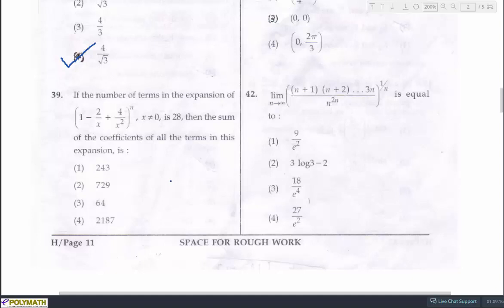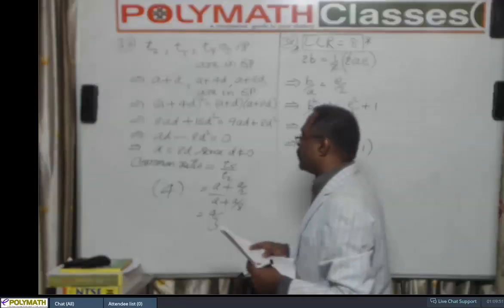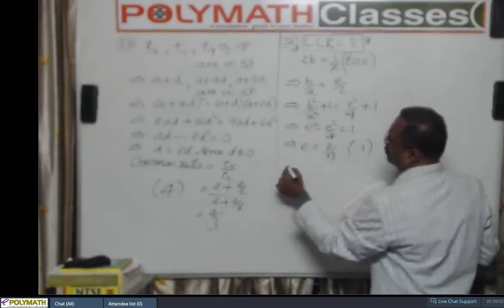Next, coming to question number 39: the number of terms in the expansion of (1 - 2/x + 4/x^2)^n, x not equal to 0, is 28. Then the sum of the coefficients of all the terms in the expansion is. There is a little ambiguity in the question. What is the ambiguity here? Simple, I'll explain that.